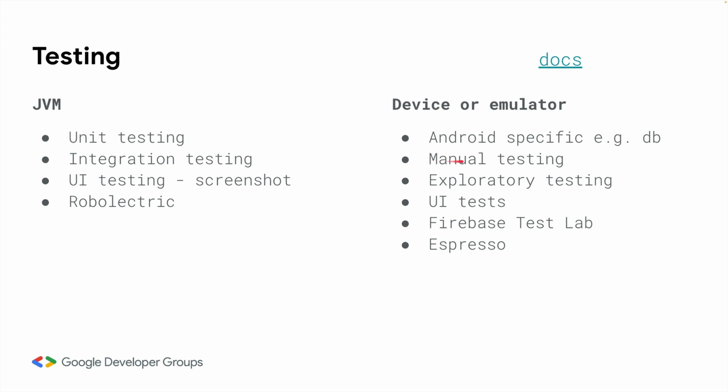Some other device or emulator testing would be manual testing, like if you physically take the phone and you test manually. Exploratory testing, which is part of manual testing, is where you're just trying the app out and you're not even using any test cases to see how the app works. UI tests may be running on Firebase Test Lab and using the Espresso library.